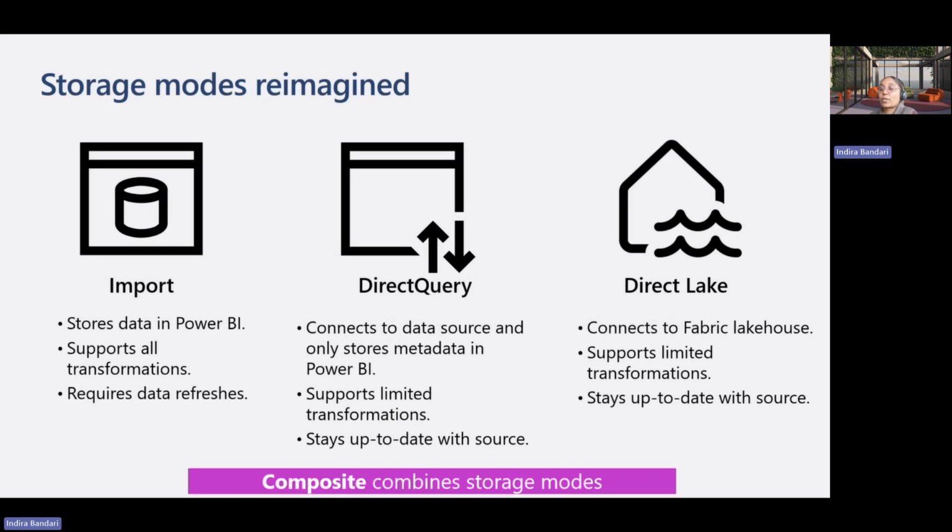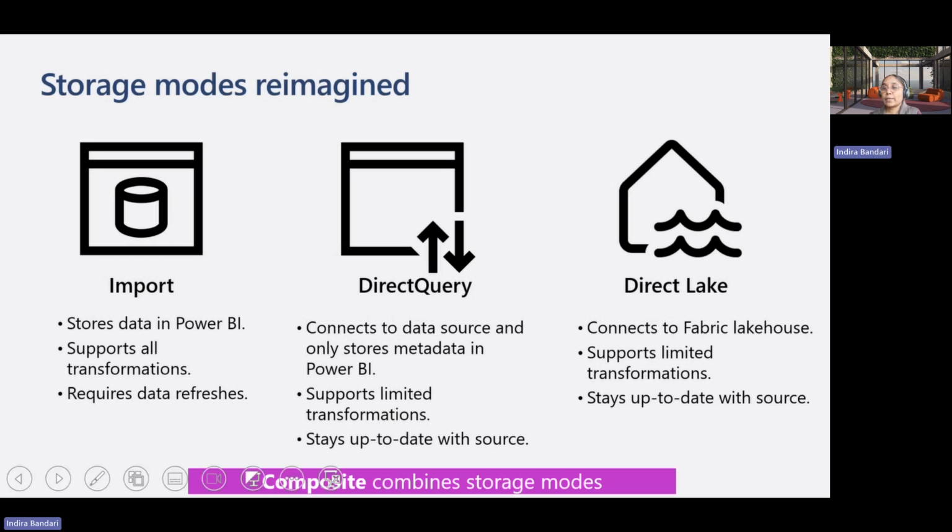And we talked about composite model. So direct lake can coexist with import tables in a composite model. So that means you can mix high speed lake access with curated transformed data where needed.